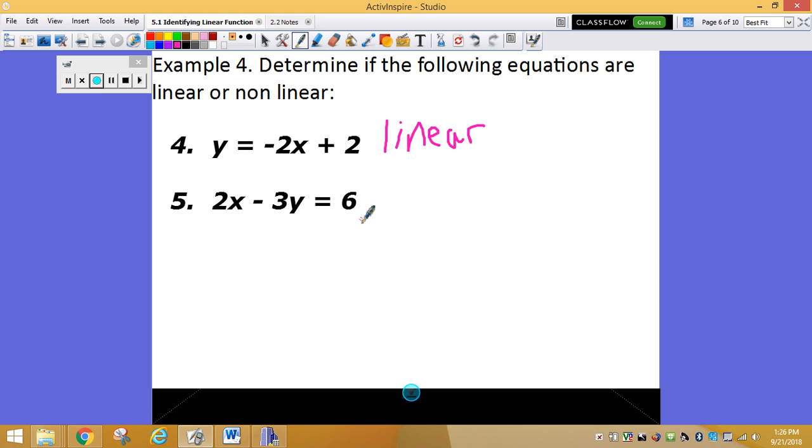This one is not in y equals. We could get it in y equals and graph it, but let's just go through our rules. Are there any exponents? No, so we're good there. Is x in the denominator? No, we're good there. Is x and y, are they multiplying? No. And is y in the denominator? No. So because it passes all of those tests, we know it is linear.